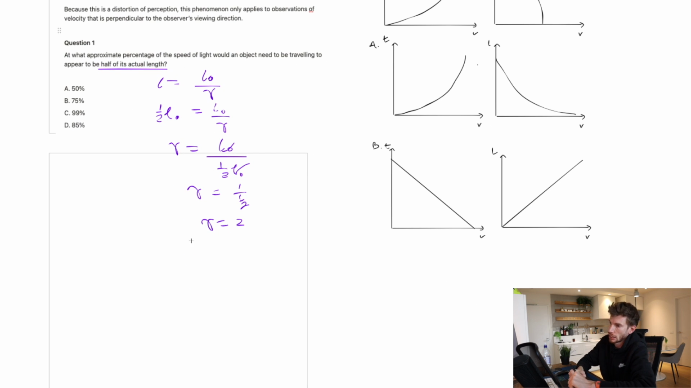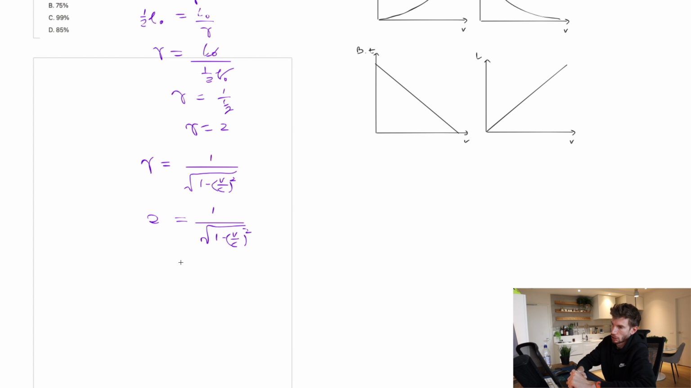Because we've got to go to velocity. So gamma was 1 on the square root of 1 minus v on c all squared, where v was the velocity differential and c is the speed of light. So we put 2 in, and we have to solve for the velocity, v on c all squared. And now it's just a maths question. So we're going to switch these out again. 1 minus v on c all squared is equal to 1 on 2.